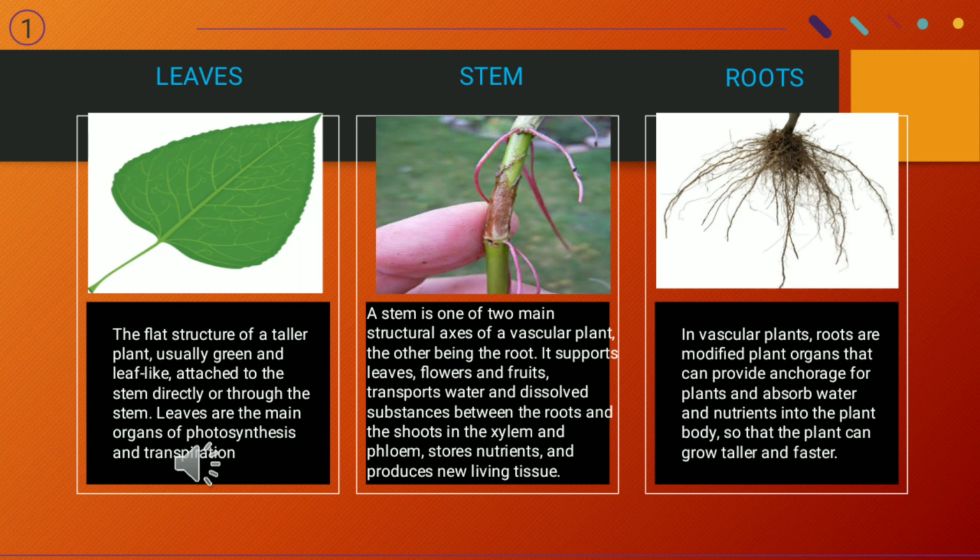Next, the roots. Roots are modified plant organs that can provide anchorage for plants and absorb water and nutrients into the plant's body so that the plants can grow taller and faster.